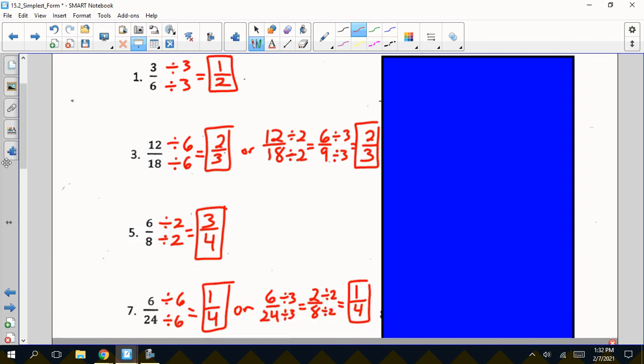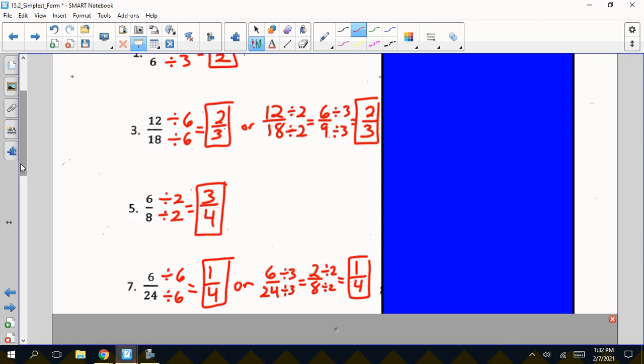And then the last one, number 7 here, 6/24. Again, they have 2, 3, and 6 in common. If you divide by 6, which is the GCF, you're going to get 1/4. If you divided it by 3, you would probably have to turn around and divide it by 2 to get 1/4. You may have also taken 6/24 and divided it by 2, and then had to divide it by 3 to put it into simplest form.